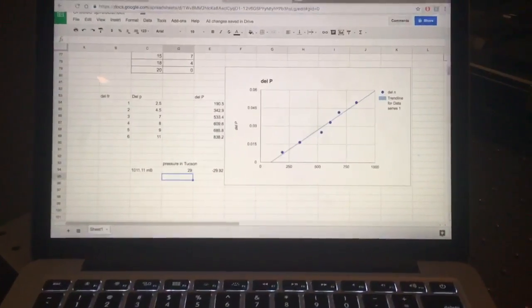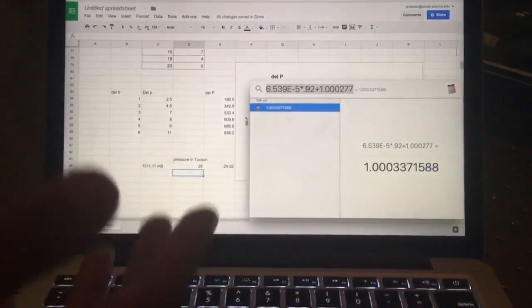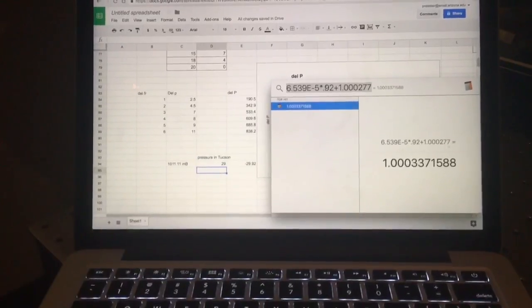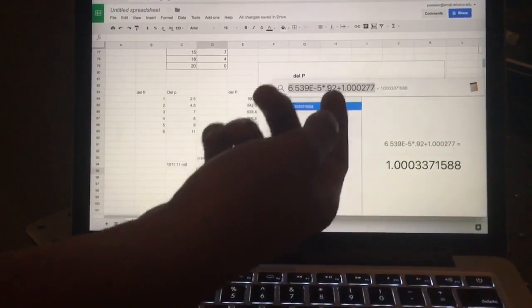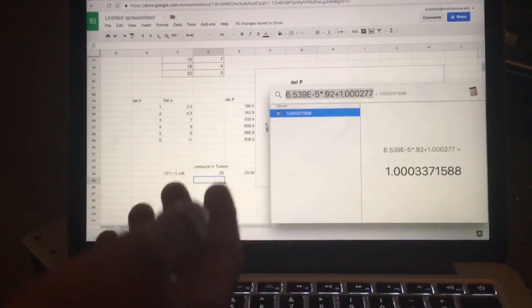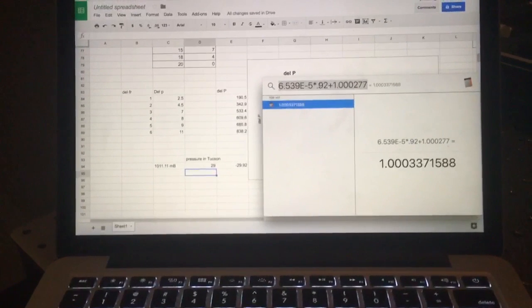We took the slope of this graph and multiplied it by the change in atmospheric pressure in Tucson versus at standard temperature and pressure. Then we added this number to the refractive index of air at STP, and from there we obtained the refractive index of air in Tucson.